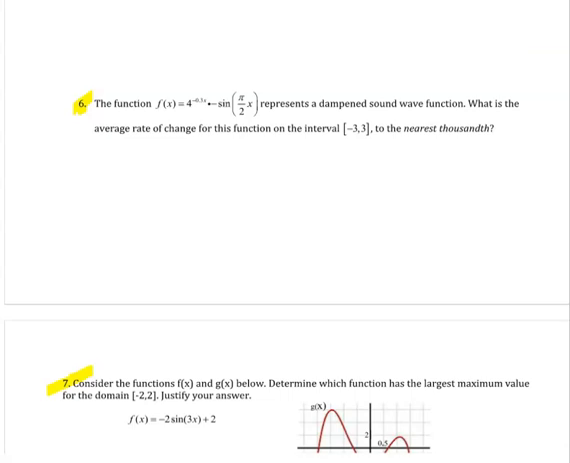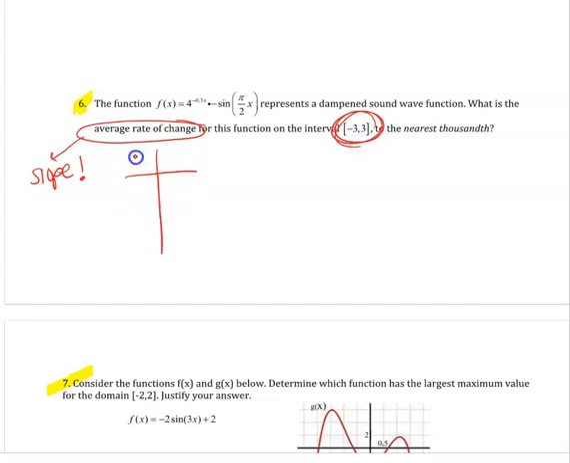All right, now number 6 is really ultimately a calculator problem for you guys. We are looking for the average rate of change, which means we're looking to do the slope formula. Make sure when you do these problems, you pay attention to the interval. So I'm just going to jot down a little table here. My x is -3, and it's also going to be +3. So I need to find those corresponding y values.